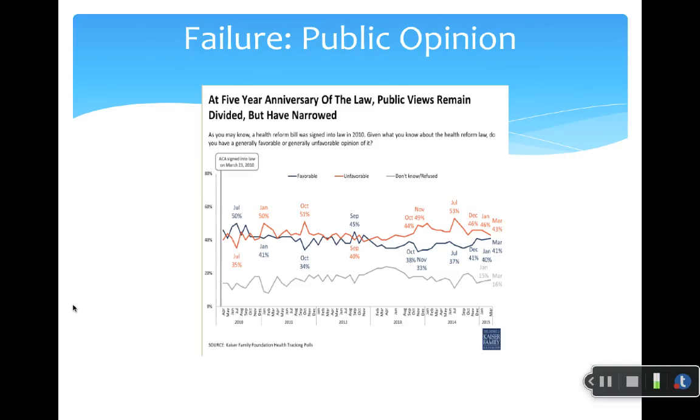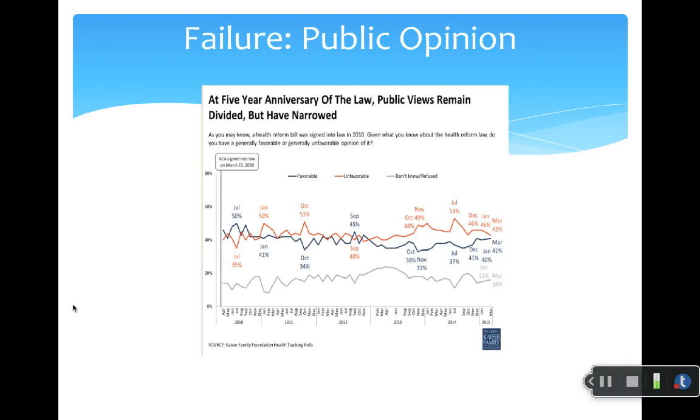At the 5-year anniversary of the law, what we saw is actually relatively little change in terms of public opinion over time. Looking at whether people were favorable or unfavorable, what we see here is that about 43% of people view it unfavorably. Now, when the act was first passed and this poll was first done, there were more people who were favorable than not favorable, but it hasn't been a huge change.